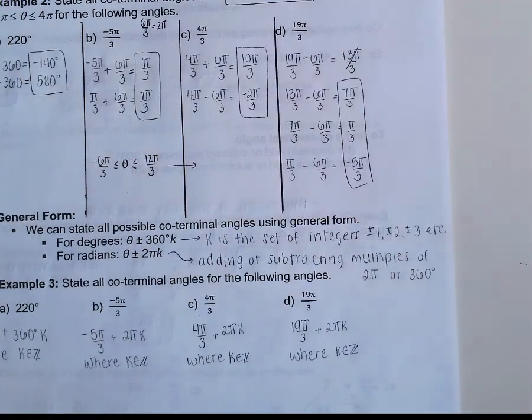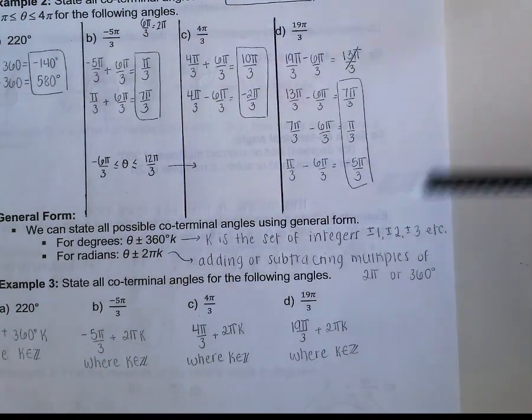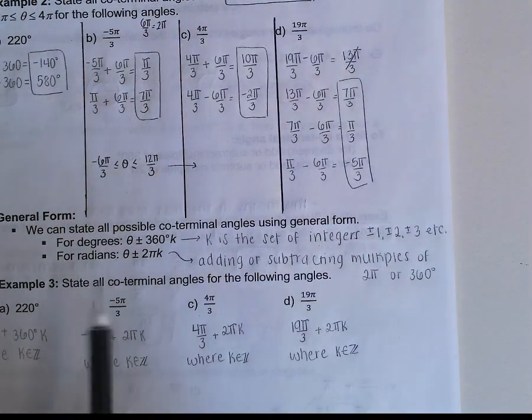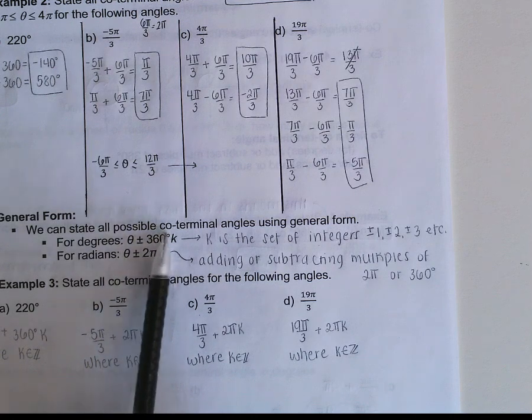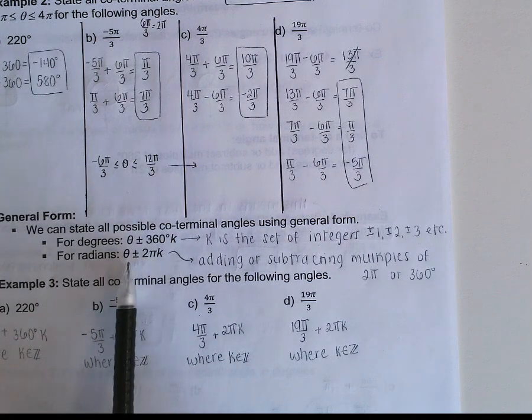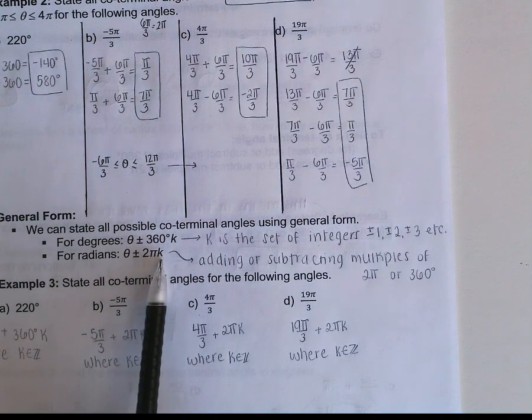Now what you might notice here is you could keep adding and subtracting these multiples of 360 or of 2 pi, and you can get an infinite number of answers. So anytime I have an angle, there's actually an infinite number of coterminal angles. And when we state all of those, we call that the general form. So in a general form, here we have the angle plus or minus 360 times k, or the angle plus or minus 2 pi times k.